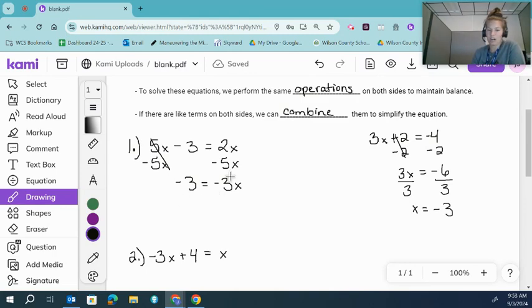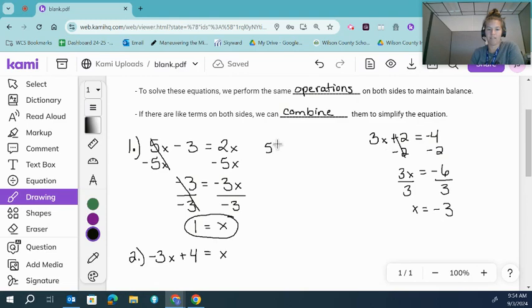Here I'm getting x by itself, again isolating the variable. I'm going to divide by negative 3 on both sides. That is going to give me negative 3 divided by negative 3 is 1 equals x. So x is 1. And I can substitute this back into my original equation just like I would when I was solving with a variable just on one side.